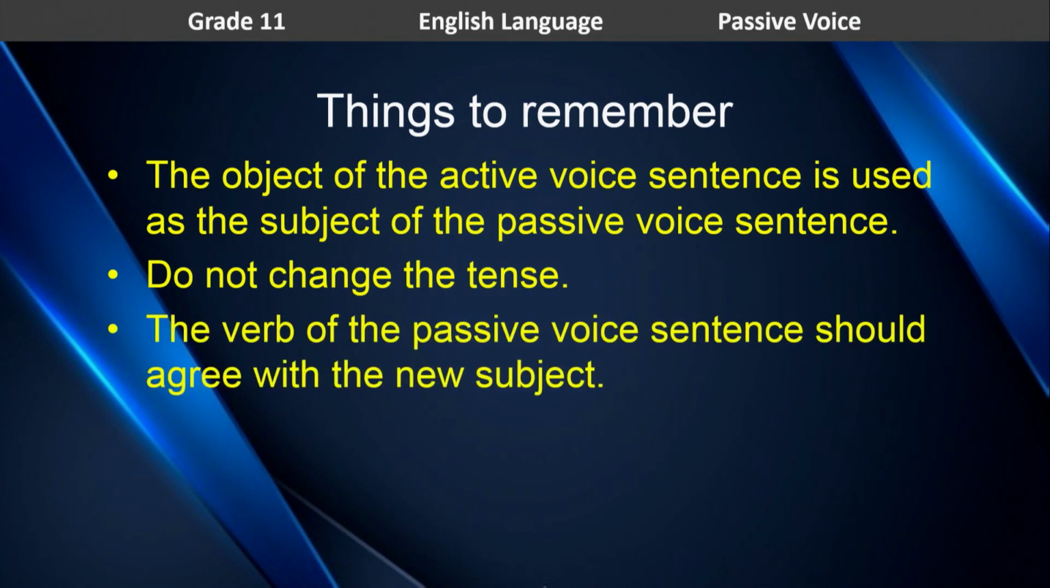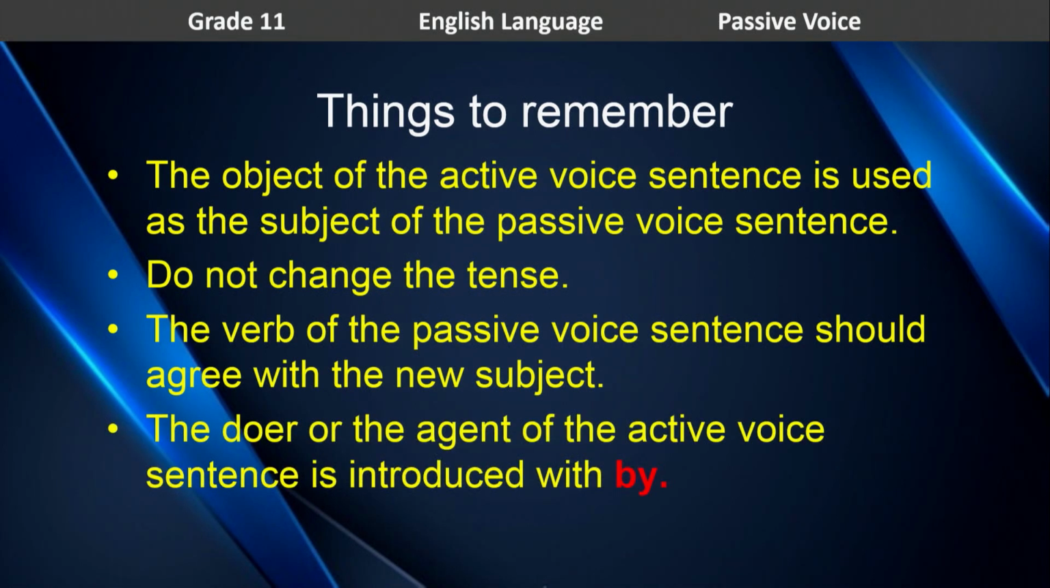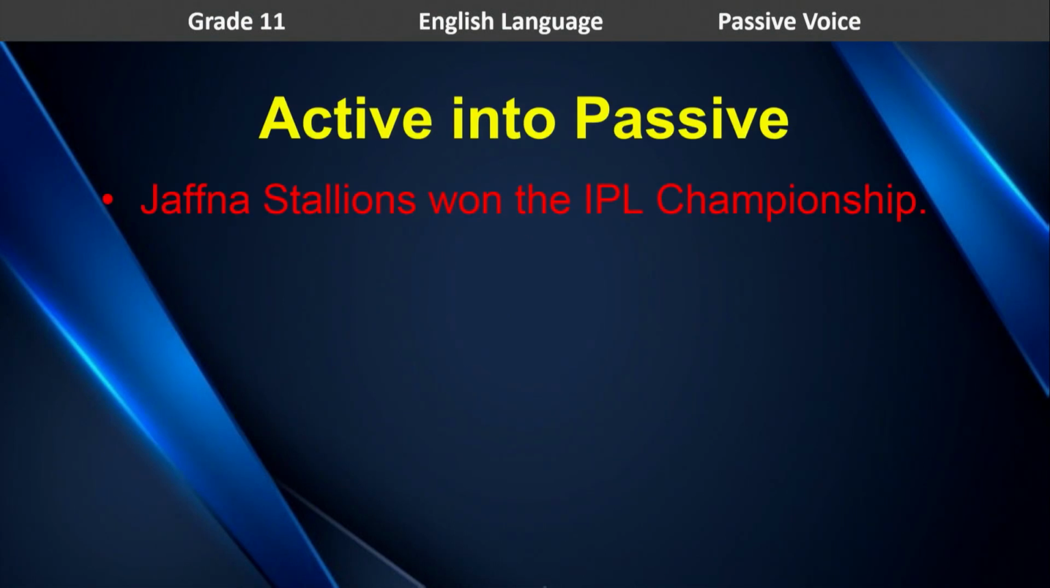And at the same time, the verb of the passive voice sentence should agree with the new subject. Singular subject, singular verb, plural subject, plural verb, and always the agent or the doer should be mentioned with by. Look at this example. Jaffna Stallions won the IPL championship. Suchitra, can you convert this one into passive voice?